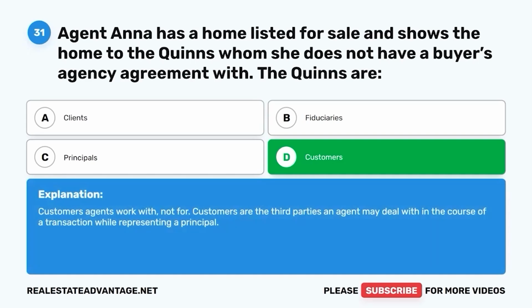Customers. Customers are people agents work with, not for. Customers are the third parties an agent may deal with in the course of a transaction while representing a principal.